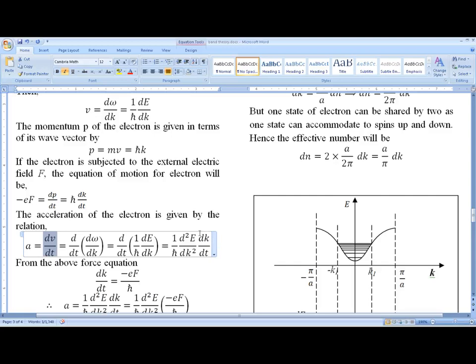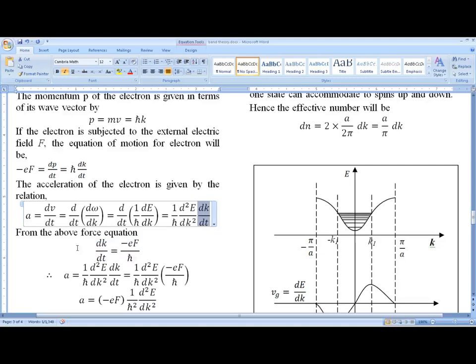So dk by dt is here, and d by dk of 1 by h cross d E by dk is the second order derivative, which is 1 by h cross into d square E by dk square. So this is the final term. It is the acceleration. As we know, dk by dt, if you pull this h cross to this side, is actually the force, equal to minus eF, as we have already used. In place of dk by dt in this term, we can put this minus eF by h cross. So we substitute this here, the remaining is the same.